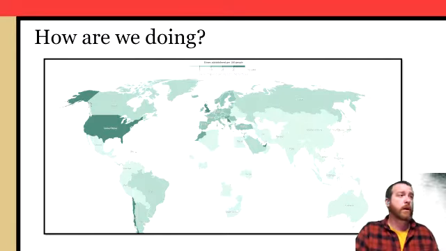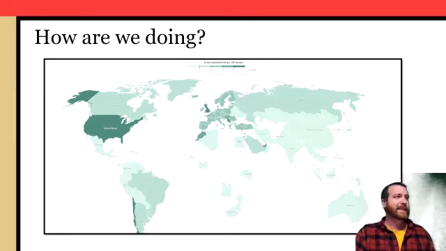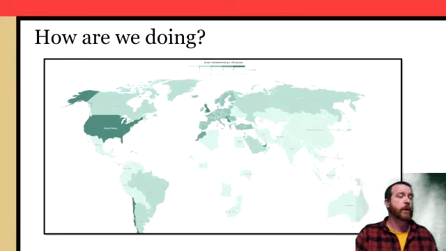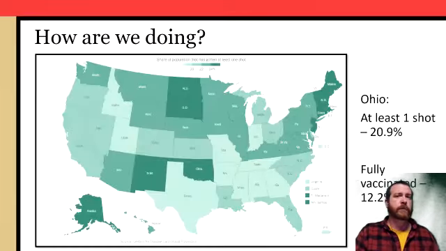We're doing pretty good. Overall, the US is doing pretty good. What you can't see at the top here, the darker the shade is the higher doses administered per 100 people. So we are approaching the 30% range. So we're getting pretty close.